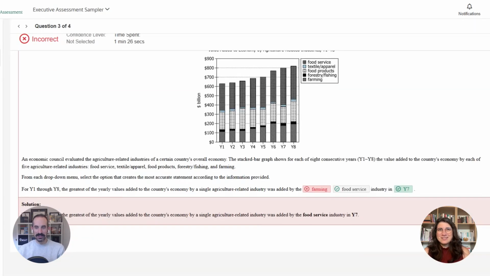So I thought I was answering food service, but I actually answered farming. And I just kind of felt like the hatching on these bars was a little tough. On the official test, it's more clear. It's a little hard when you're just doing stuff on like a web browser, right? Yes.